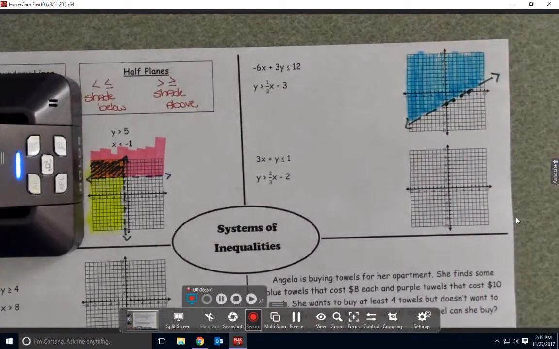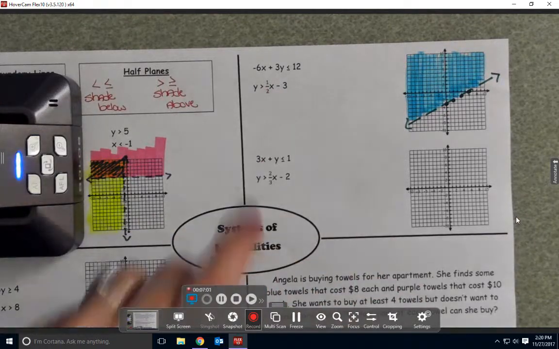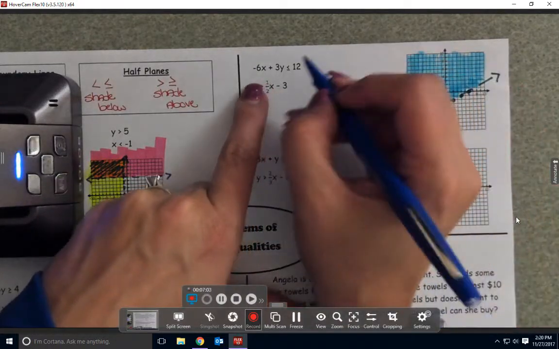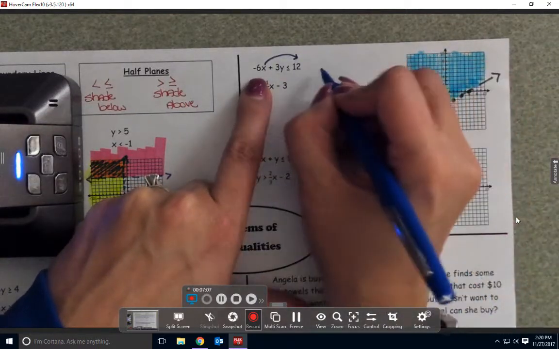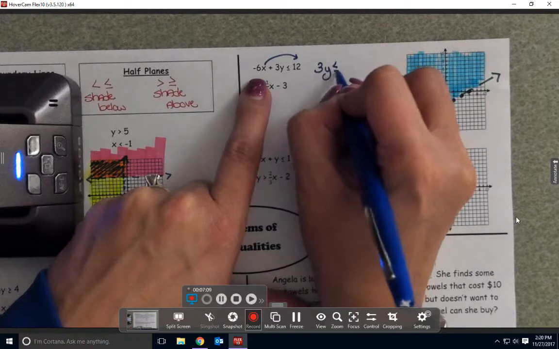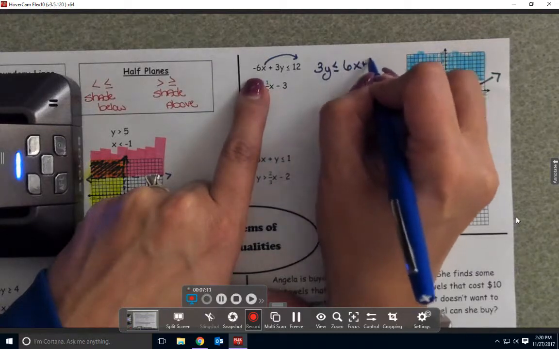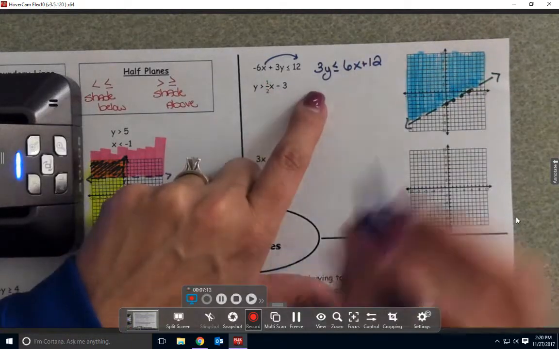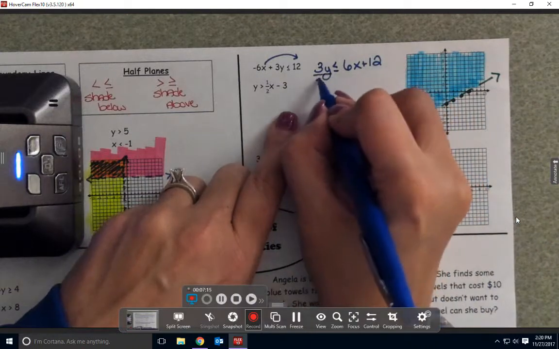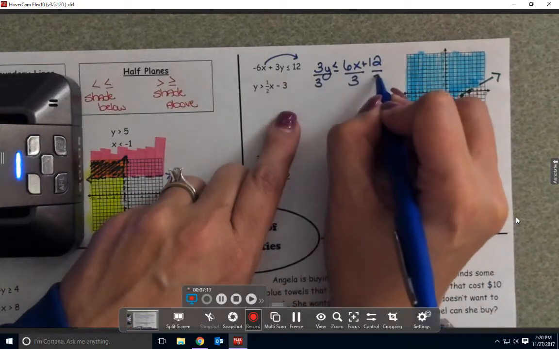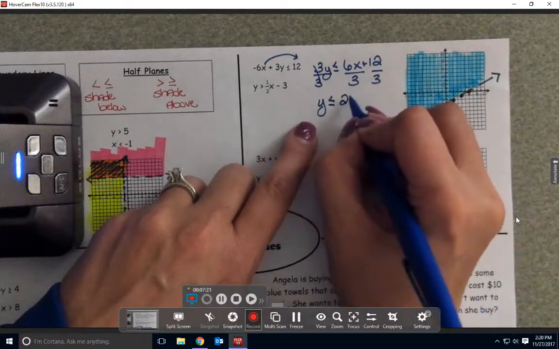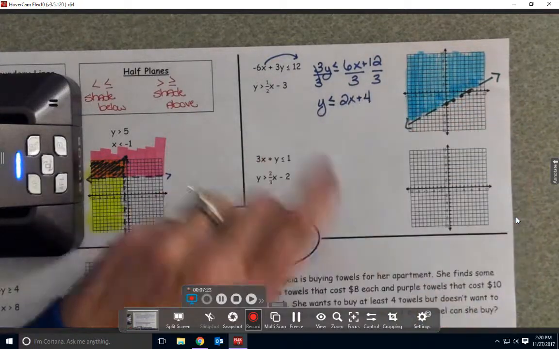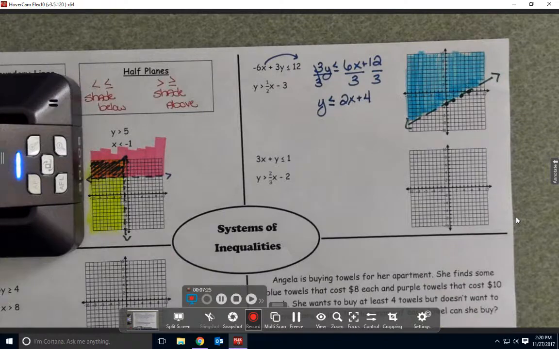So there's that line. Now for my other equation, I actually have to do a little bit of work first. So looking at this one, I've got to get y by itself first. So first thing, I would move that x over. If it's a -6 on this side, remember it becomes a +6 on the other side. And then they're multiplying by 3, so I'm going to take that and divide everything by 3. So I get y is less than or equal to 2x plus 4. So that's my equation that I'm going to graph for this one.